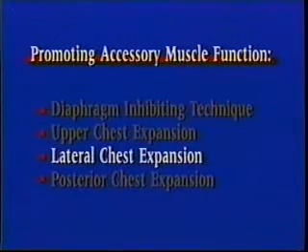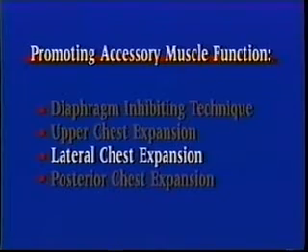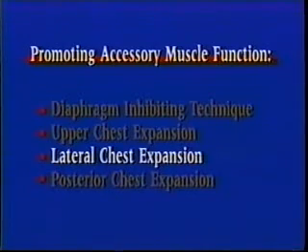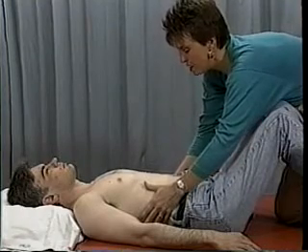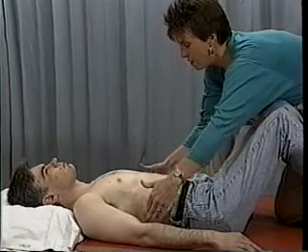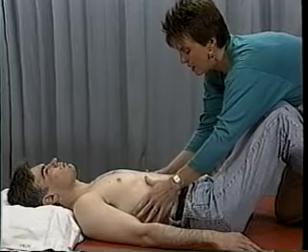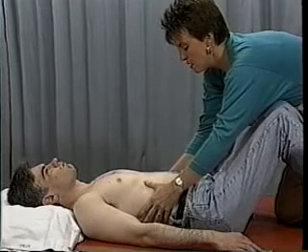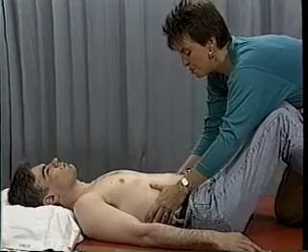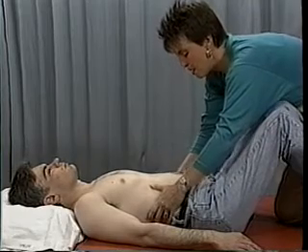The third technique for promoting accessory muscle function, lateral chest expansion, is begun in supine and can be progressed to working in side lying. George, I want you to concentrate on breathing down in your lower chest. I want you to concentrate on having the air fill up right into my hands, all right? Take an easy breath in and let it out. And breathe into my hands.